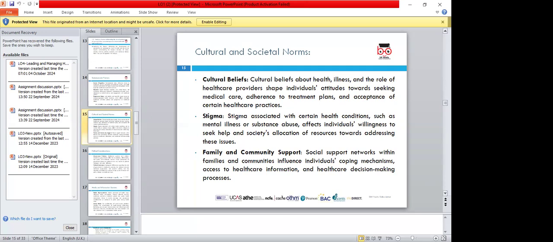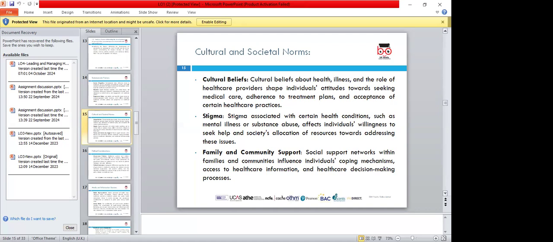Family and community support: social support networks within families and communities influence individuals' coping mechanisms, access to healthcare information, and healthcare decision making. Of course, family come first when it comes to healthcare issues. If you are married, your wife is the first. If you are not married, your family: your father, your mother, your next of kin, your brother. So these are all people that may have influences in your decision making.